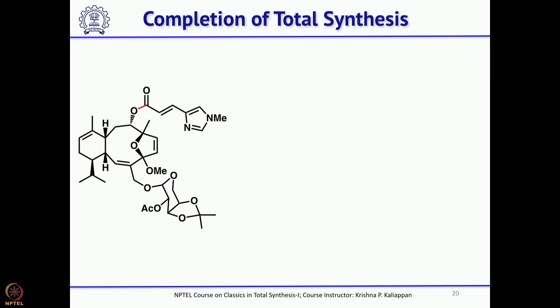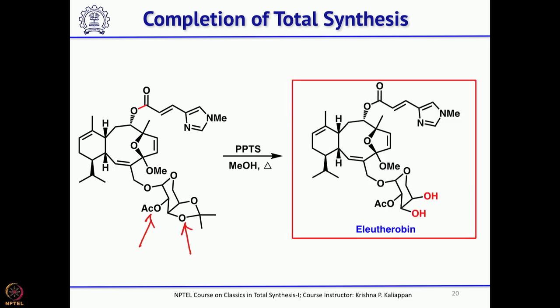Now what is left? You have to remove the acetate and the acetonide. Both are done in one step. Actually, if you look at eleutherobin, this acetate is intact. Acetate is required in eleutherobin. You only need to remove this acetonide, and that was done easily by treatment with PPTS in methanol. You remove the acetonide and that gives eleutherobin. So that's how we could complete the total synthesis of eleutherobin.